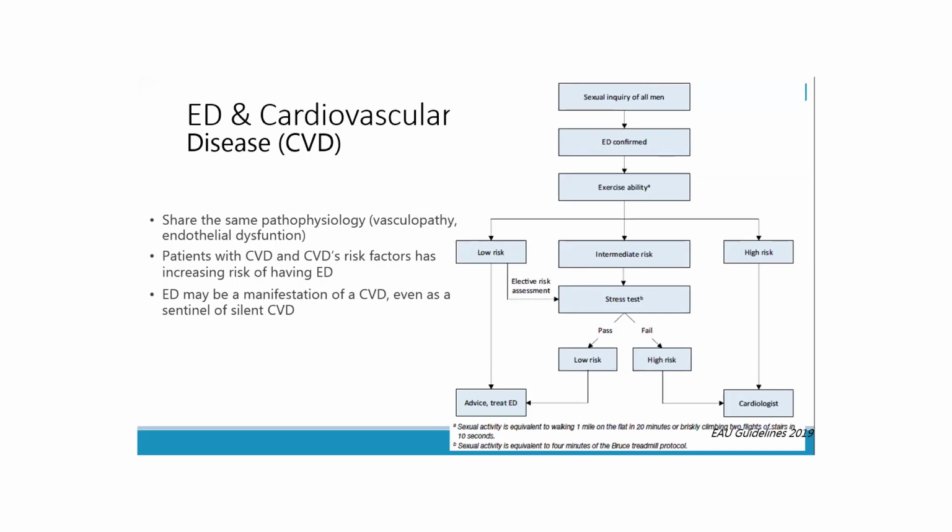If the patient is not able to perform this exercise activity, then they should be graded as low risk, intermediate risk, or high risk. So if you know how to classify your patient's cardiac status, you will be better able to manage this patient and give him the proper medication.